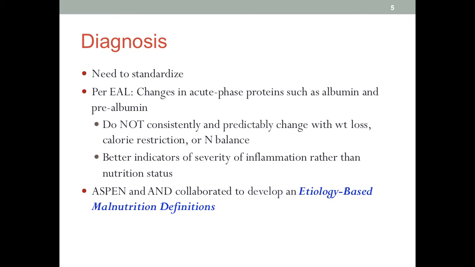Due to the limitations of these markers, ASPEN and A&D developed etiology-based malnutrition definitions. Often, the decline of these serum markers is one of the last things to happen, and they don't really tell us the root cause. So the new diagnostic criteria digs down into the etiology of what is actually causing the malnutrition.